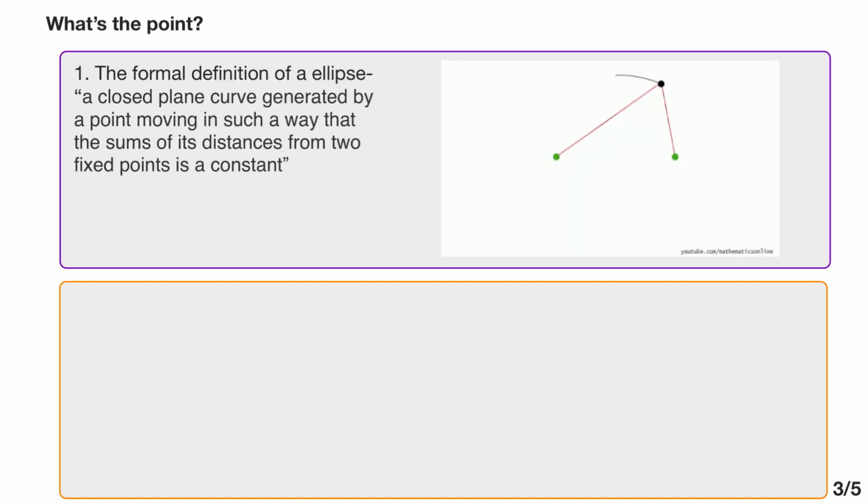The formal definition of an ellipse is a closed plane curve generated by a point moving in such a way that the sum of its distances from two fixed points is constant. What does that mean? That means if you have 2 points, any points in space. Now we're having them horizontal from each other, but I could have them diagonal, I could have them vertical, I could pick any 2 points in space.